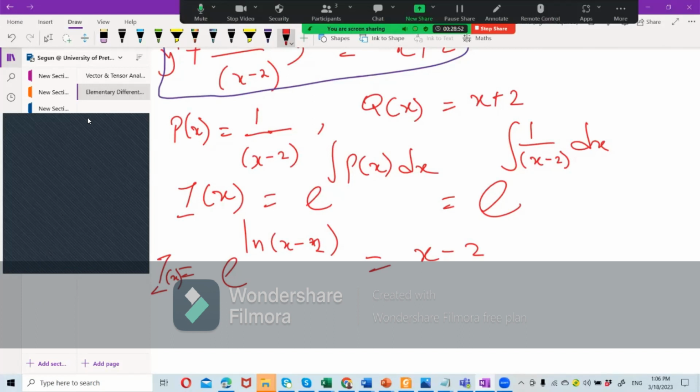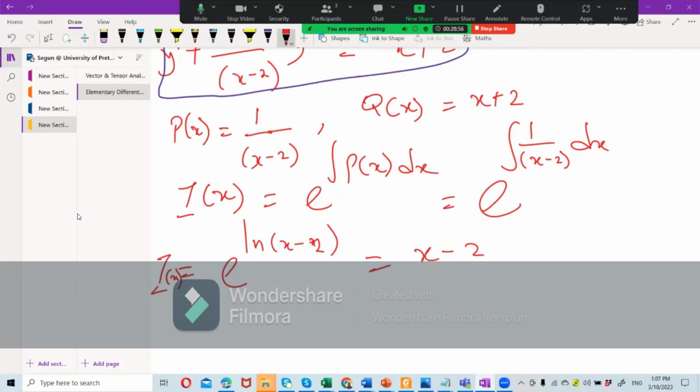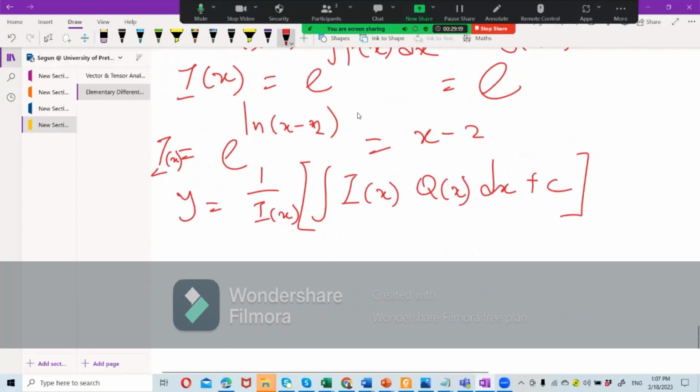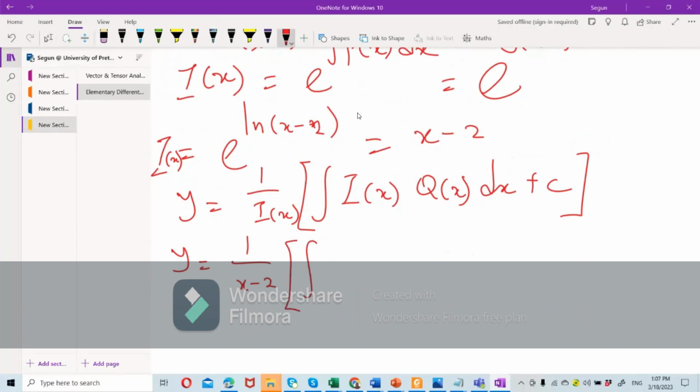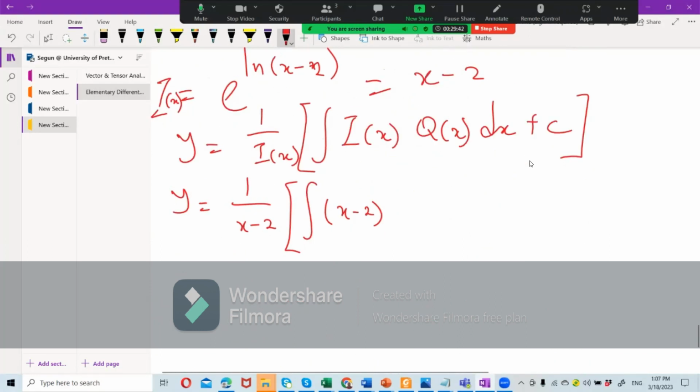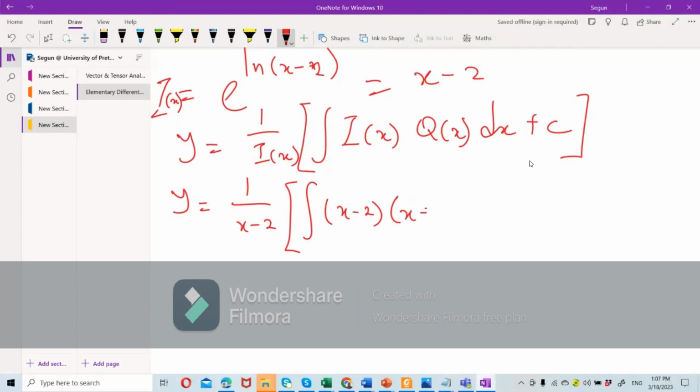So our I of x is x minus 2. So we have the formula y equals 1 all over I of x, integral of I of x q of x dx, plus c. So we have y equals 1 all over x minus 2, integral of x minus 2 times q of x. Our q of x is x plus 2, multiplied by x plus 2 rather, dx. Everything plus c.